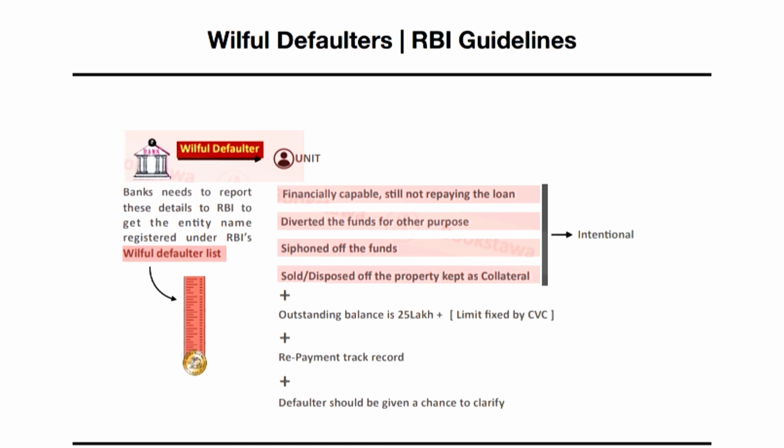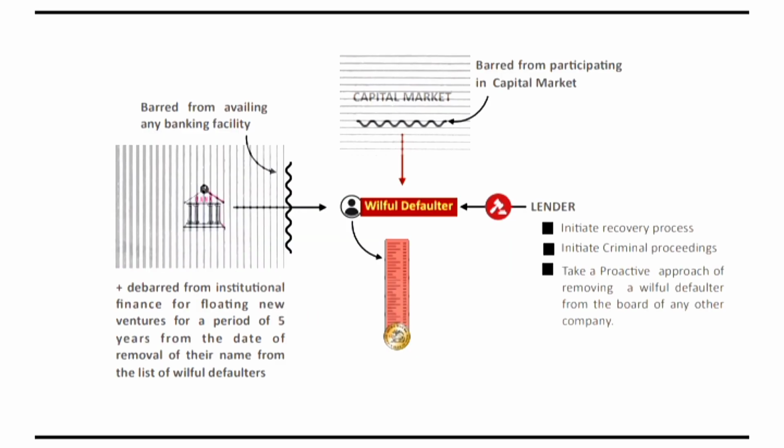And the central bank has 4 criteria for identifying willful defaulters. So number one is borrower defaults despite having capacity to repay, and then borrower misuses loan funds and loan funds have been diverted. And number four criteria is borrower has dealt with assets without knowledge of lender.